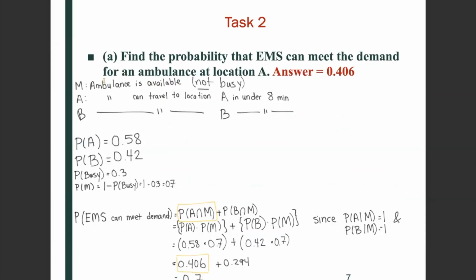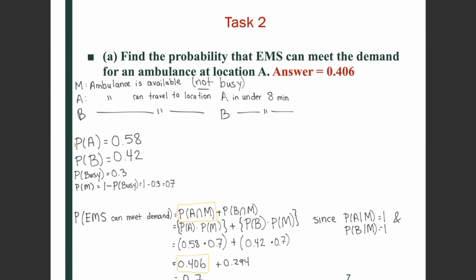Okay, so my first step is just writing the information that I'm given. So here I'm going to define event M as that the ambulance is available, or in other words, not busy. Event A as that the ambulance can travel to location A in under 8 minutes. And event B is going to be that the ambulance can travel to location B in under 8 minutes. And here, these two little lines just mean that I'm repeating whatever is above that. So it's just shorthand, so I don't have to write as much. But B is stating that the ambulance can travel to location B in under 8 minutes.